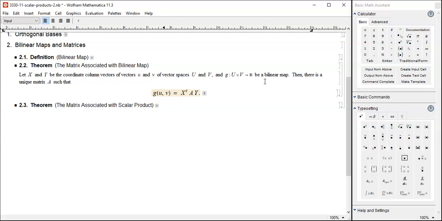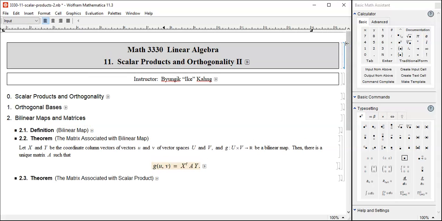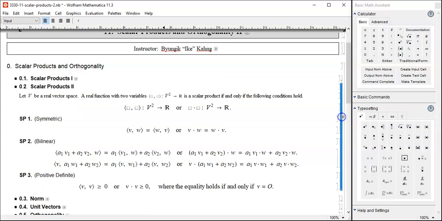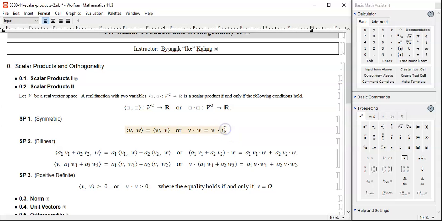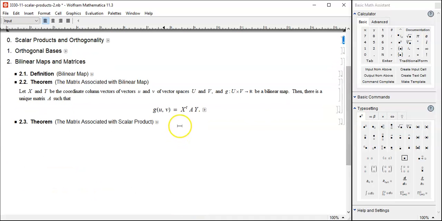Now for the scalar product, which is an example of a bilinear map plus symmetric and positive definite. Let's go back to the definition of the scalar product here. You see, bilinearity, yes, is here, but also symmetric and positive definite. And we have this for any bilinear map, so we're going to have similar expressions for the scalar product as well.